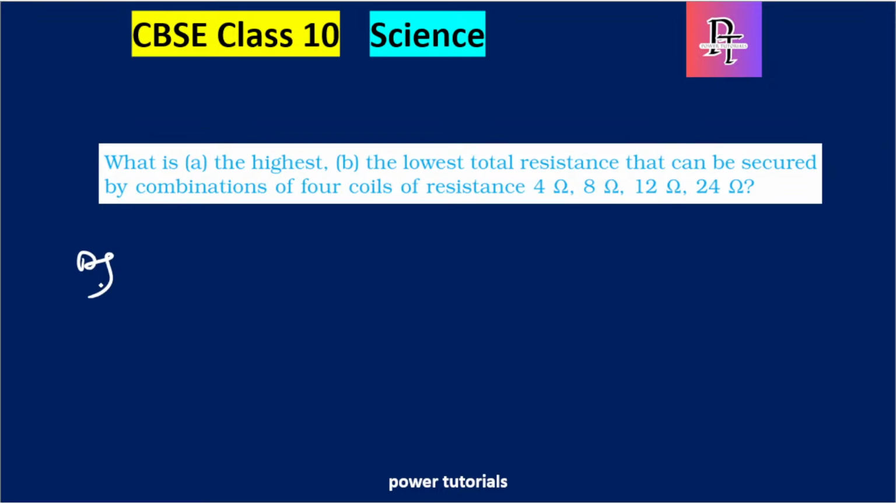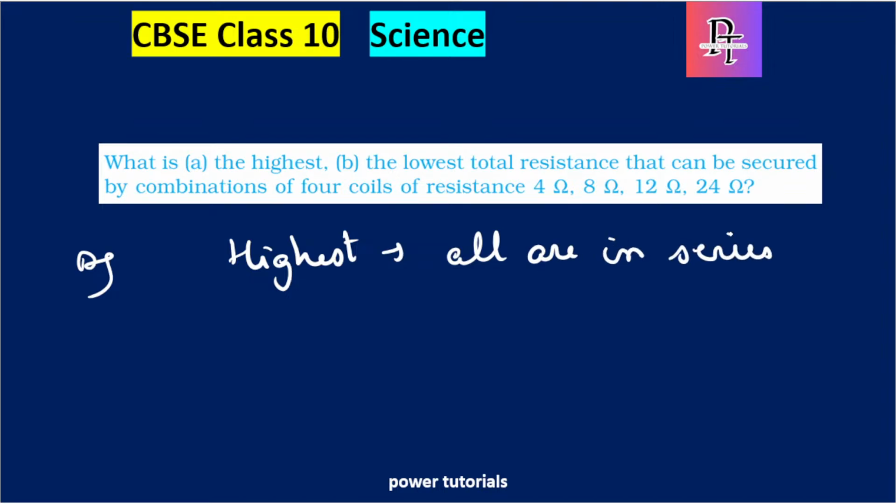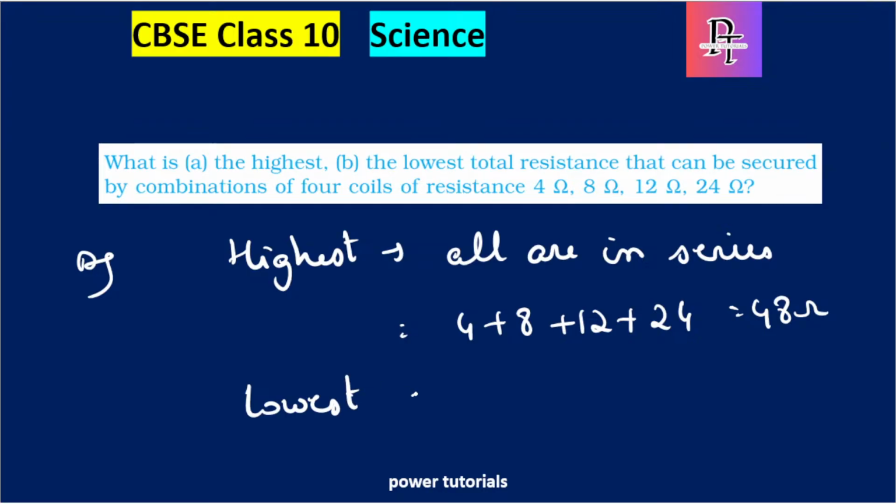Find the highest and lowest total resistance. The answer is simple. The highest, all are in series, which is nothing but all in addition, which is 4 plus 8 plus 12 plus 24. 4 plus 8 plus 12 is 24, and 24 plus 24 is 48 ohms. Lowest, all should be in parallel.